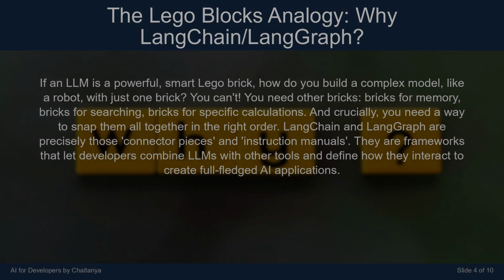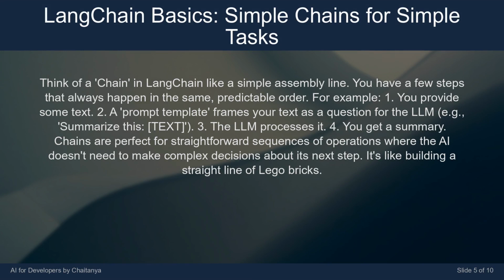They are frameworks that let developers combine LLMs with other tools and define how they interact to create full-fledged AI applications. Think of a chain in LangChain like a simple assembly line. You have a few steps that always happen in the same, predictable order. For example, 1. You provide some text. 2. A prompt template frames your text as a question for the LLM. E.g., 'summarize this text'. 3. The LLM processes it. 4. You get a summary.